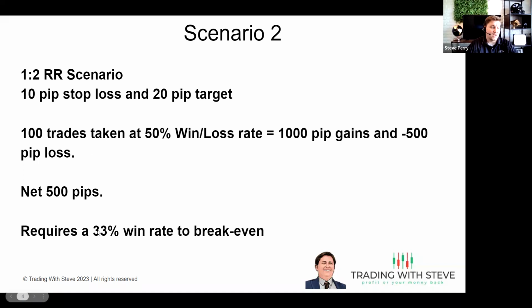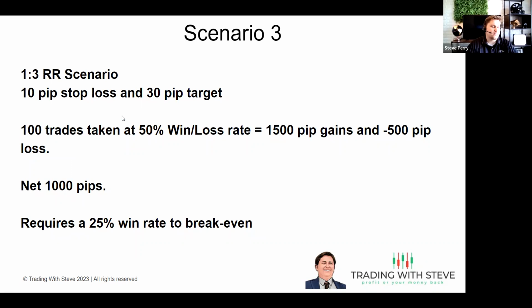33% is great. So you can lose literally more than half of your trades and you can still be a profitable trader, which not a lot of traders could say. A lot of traders would say, hey, I lose more than 50% of the time and I don't have a good RR ratio. Okay, so the next scenario I want to show you is this one.